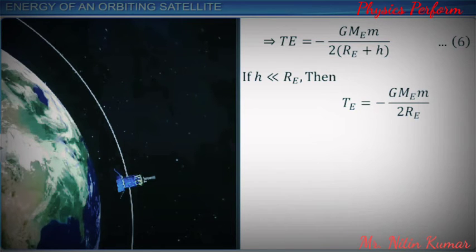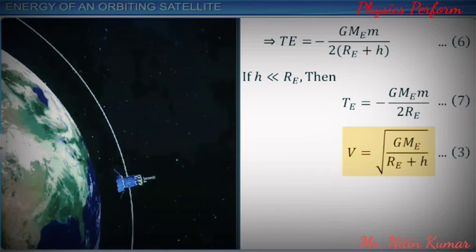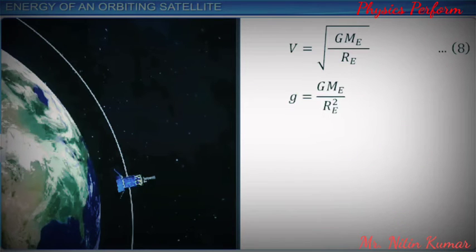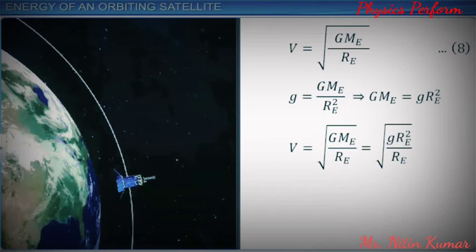The speed of the satellite in its orbit is obtained by substituting 0 for h in equation 3. This gives the speed of the satellite in its orbit as v equal to square root of GME by Re. Let this be equation 8. Using the relation between acceleration due to gravity on the surface of the Earth and the universal gravitational constant, the orbital speed of the satellite can be expressed as v equals square root of gRe. Let this be equation 9.